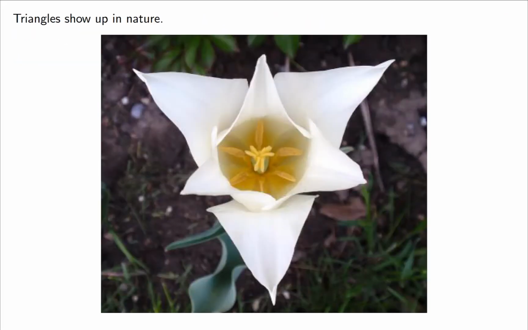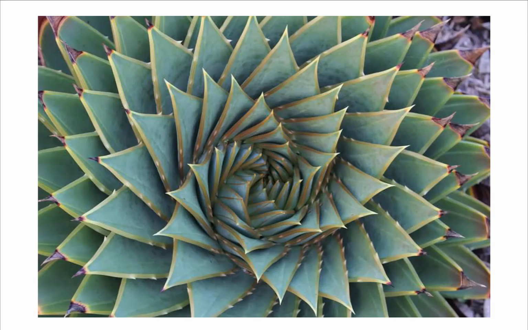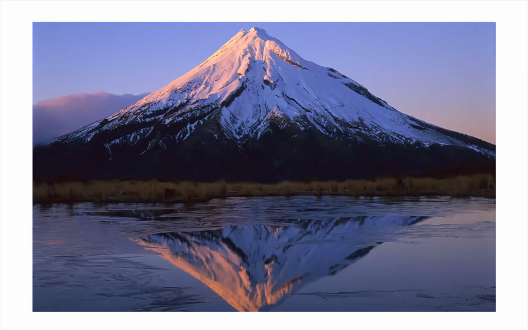Triangles also show up in nature. Here's just a nice flower that you can look all around and you'll see lots of triangles in this thing. This plant has many triangular leaves. You can see them all over the place, and they sort of have this interesting spiral pattern as well. Here's a really large triangle. Even the very mountains that we see tend to often have a semi-triangular shape. It's just structurally sound for a mountain.